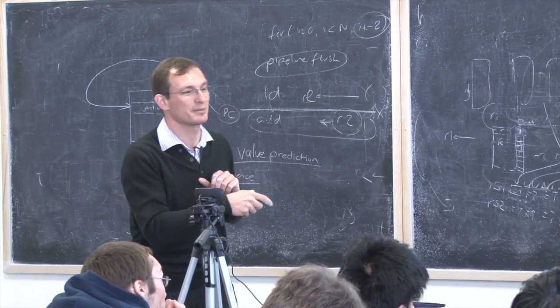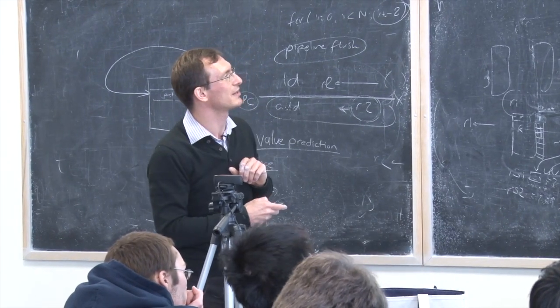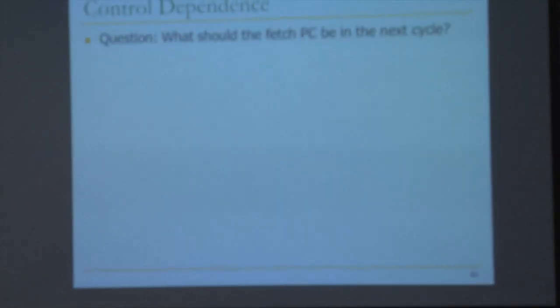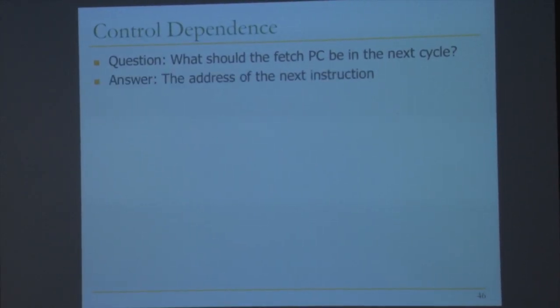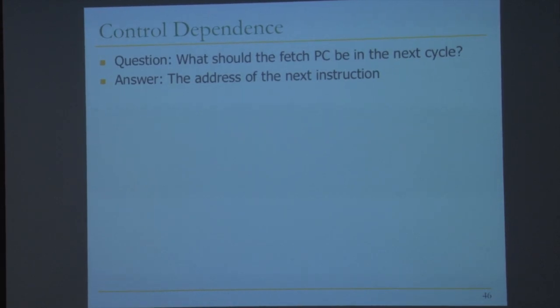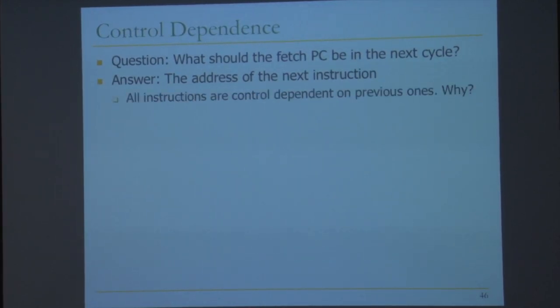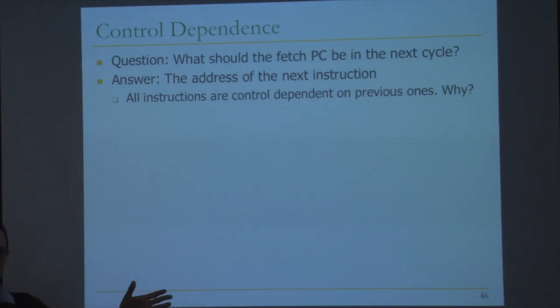But we're going to treat it separately because this dependence is critical for the flow of the pipeline because you have a lot of branches. The key question over here is what should the fetch PC be in the next cycle? Well, answer is simple, right? The address of the next instruction that should be executed. Well, what should that be? All instructions are control dependent on the previous ones. Well, this is kind of obvious in a von Neumann machine, right? Because you know that the definition of each instruction is increment the PC. That's the semantics for each instruction.